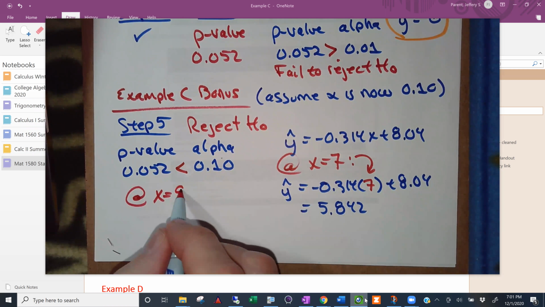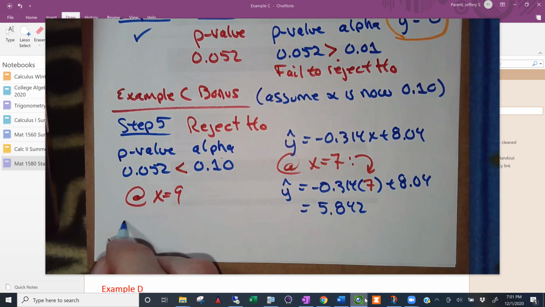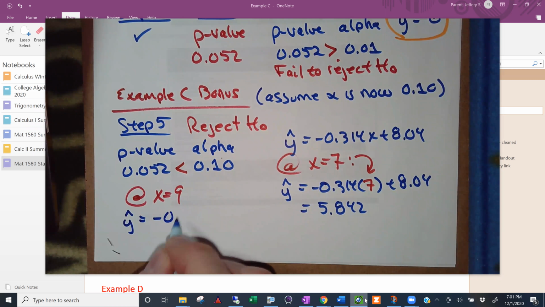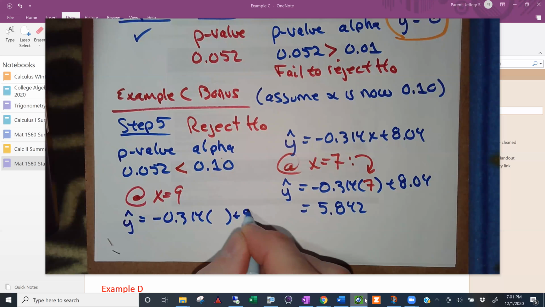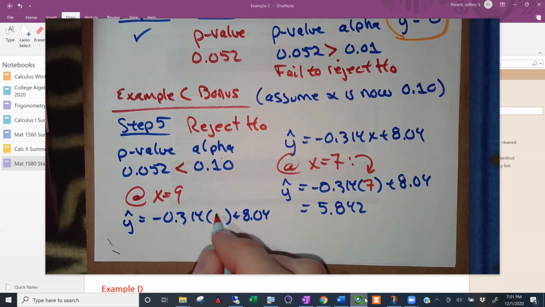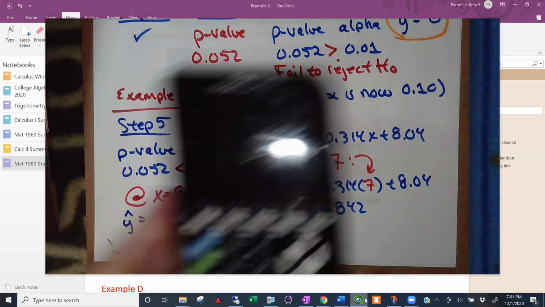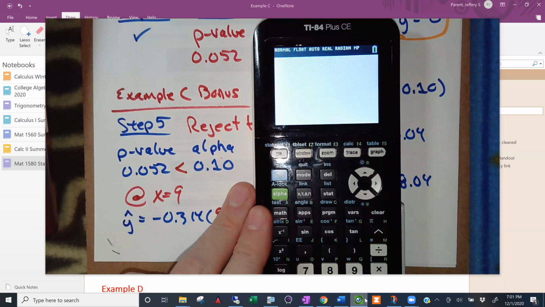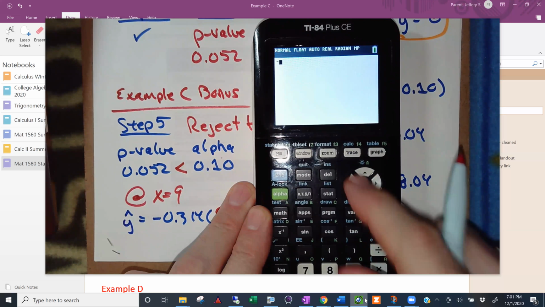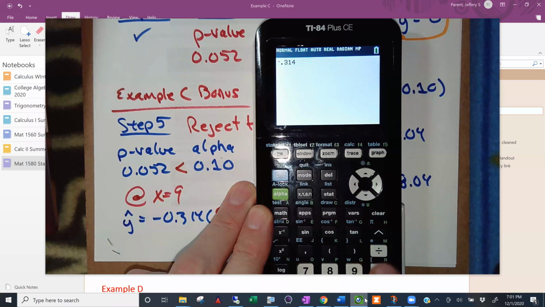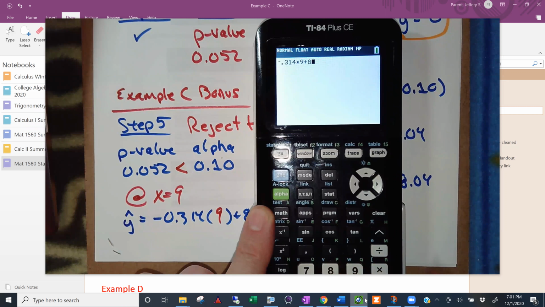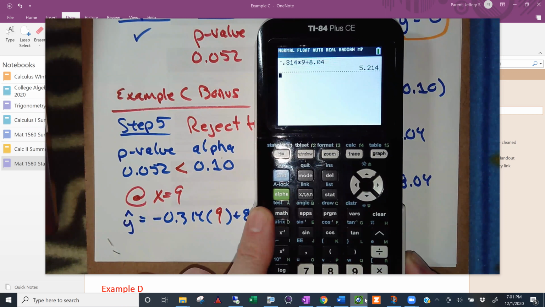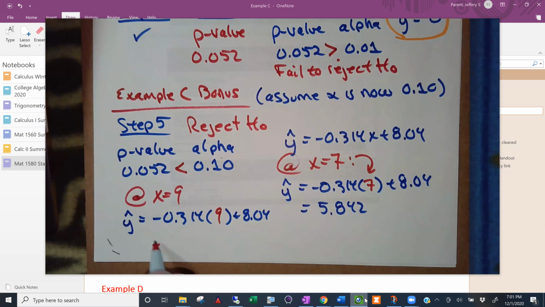All right. At x equal 9, you get y hat equals negative 0.314 times 9 plus 8.04. So let's put that in. Do it on our calculators. Negative 0.314 times 9 plus 8.04. I get 5.214. Now that's what x equal 9 gives in this case, where we're actually using the regression.